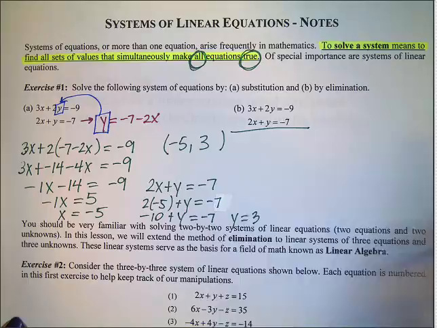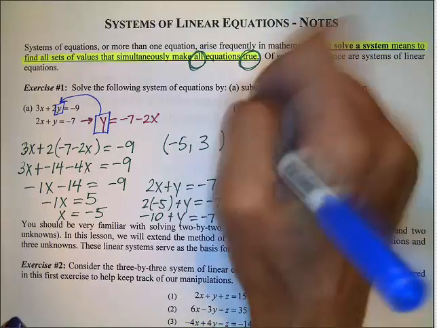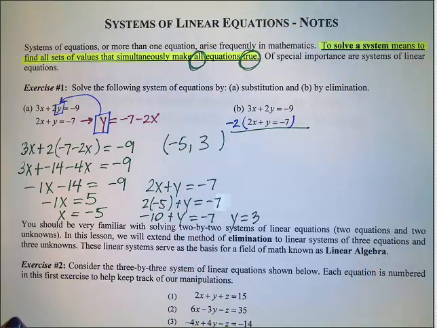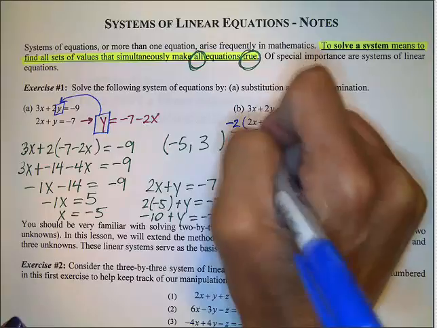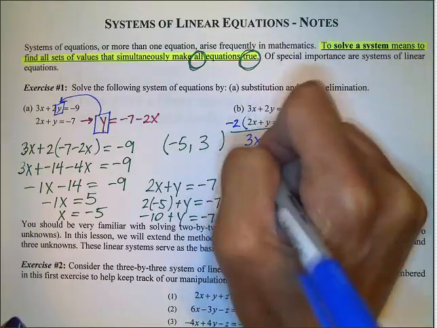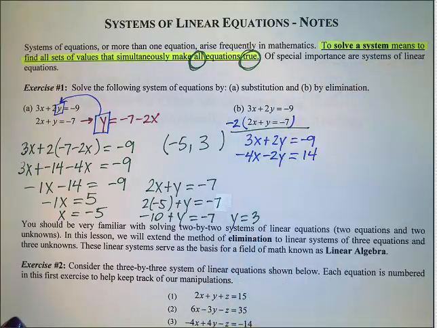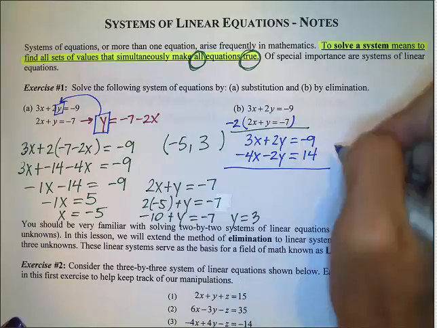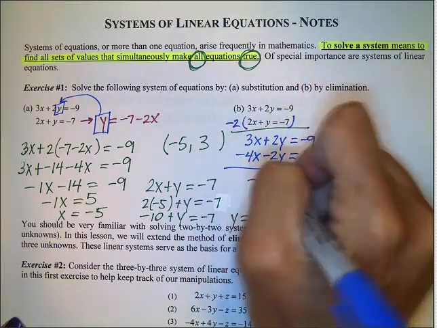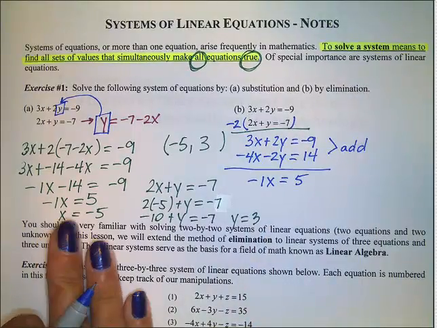So I noticed, look at the y's. 2y, 1y. So if I multiply this one by -2, look what happens. The first one stays the same. But look what happens to the second one. -4x minus 2y equals 14. Now when I add these together, I get -1x equals 5. It's just a coincidence that it's the same as over here.